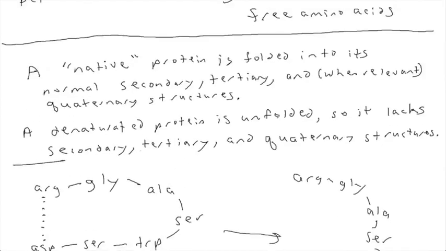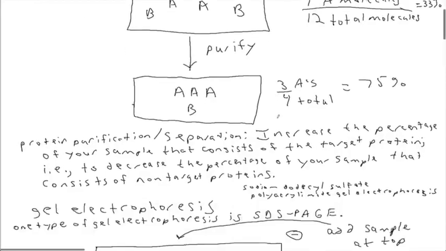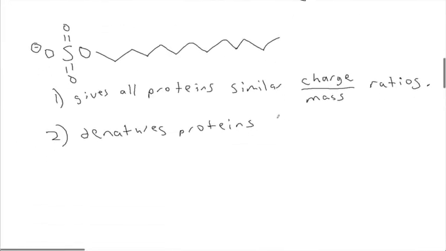Okay, so let's see here. We were saying that sodium dodecyl sulfate denatures proteins. What does that mean? It unfolds the proteins, so it lacks secondary, tertiary, and quaternary structures. That's right. So basically, it destroys their shape so that they won't be folded up.